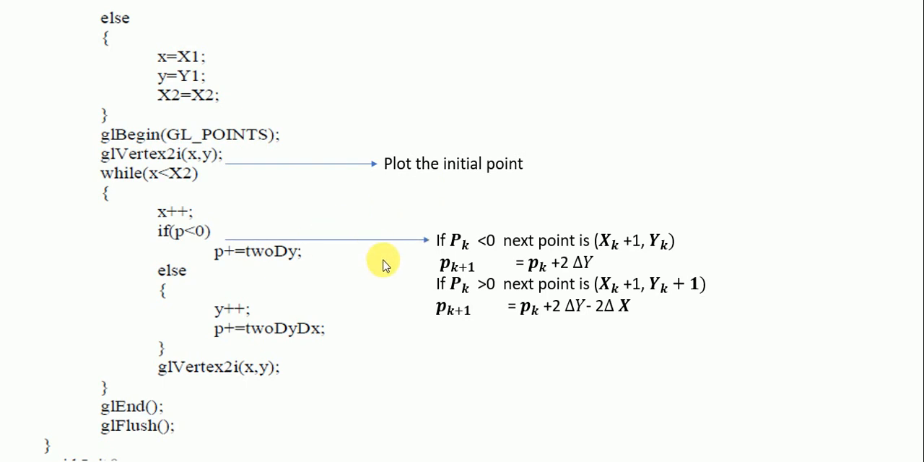And we calculated: if pk is less than 0, then select the lower pixel. That is the formula we calculated. pk is constant for both values, so it is pk plus 2 delta y, and pk plus 2 delta y minus 2 delta x we have already calculated. So if it is less than 0, select the lower pixel. If it is greater than 0, select the upper pixel. And then plot the points.